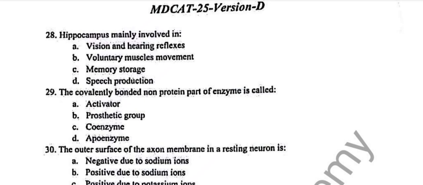Activator increases enzyme activity but is not permanently bound. Coenzyme is usually a loosely bound organic cofactor. Apoenzyme is the protein part of the enzyme only.